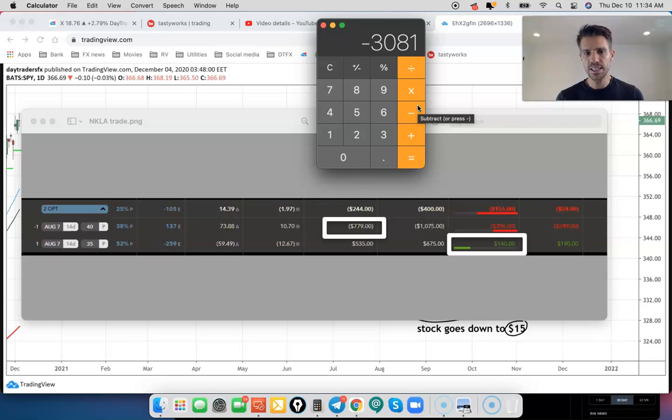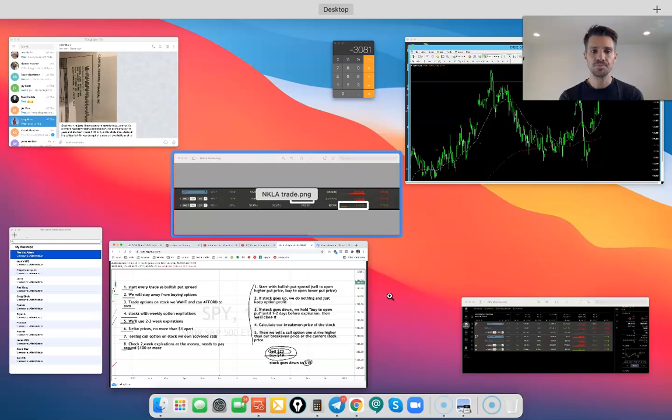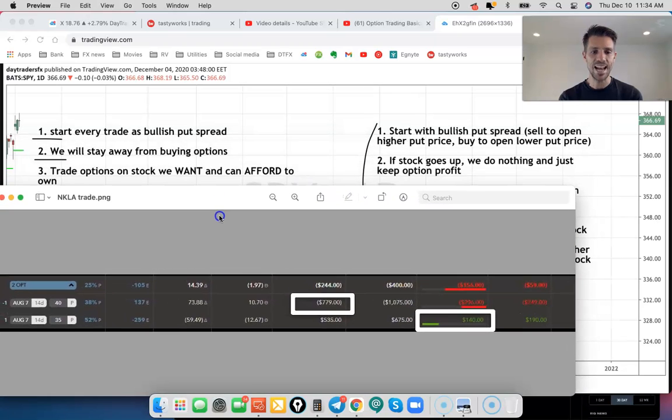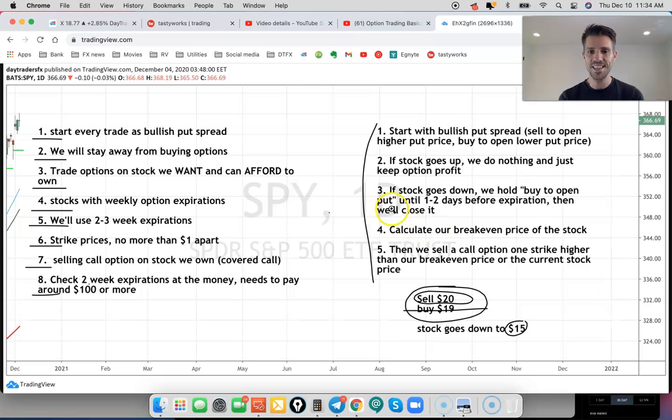Now, why is that a good deal? Because what we do from here is this leg right here, right? We start off with a bullish put spread. If the stock goes up, we do nothing. We let the option spread expire, and we make whatever amount of money we were going to make. In this case, if this would have gone up, we would have made $244. But since it went down, and we had to do this methodology right here, that's this.